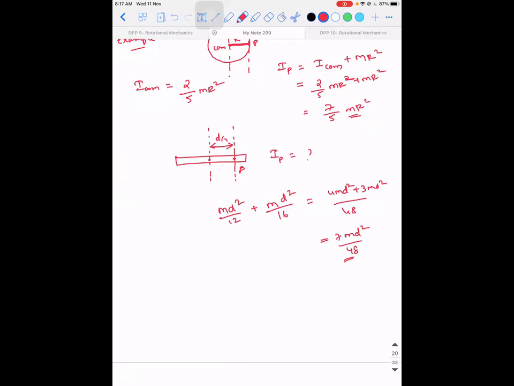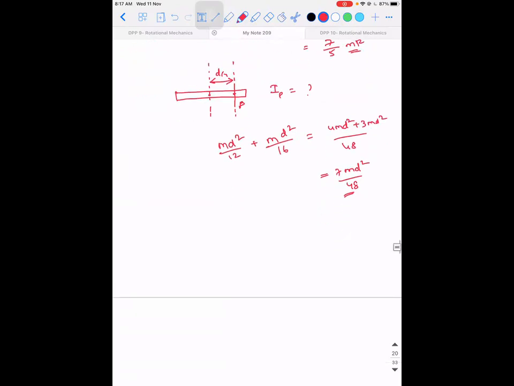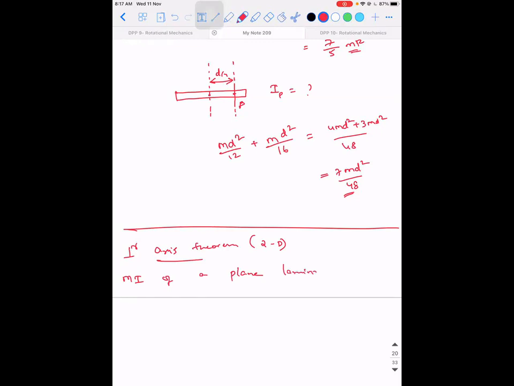So when you talk about a parallel axis, it is applicable for 2-dimensional and 3-dimensional objects. Now we will think of the perpendicular axis theorem. Okay. So write down the statement. The perpendicular axis theorem is applicable only for 2D. Okay. So it states like this: moment of inertia of a plane lamina. Lamina is the shape that you speak of, the two-dimensional shape.